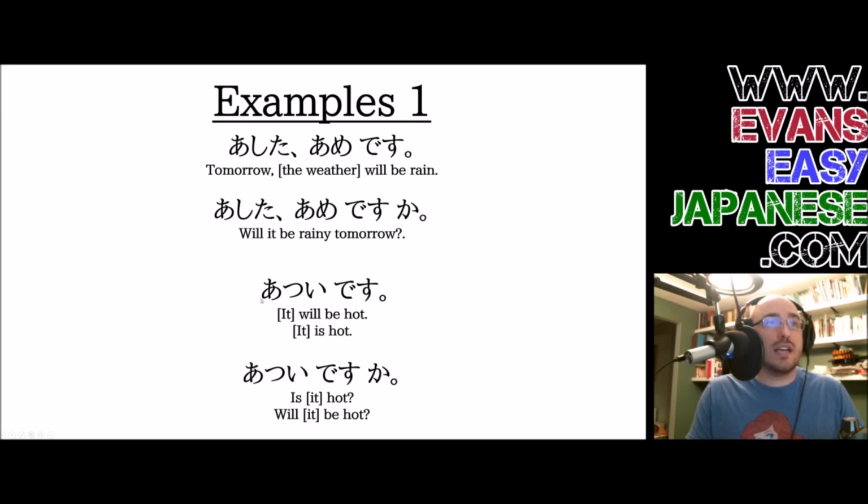Atsui desu. Atsui desu ne. Atsui desu. It is hot. It will be hot. Throw a ka on there. Atsui desu ka? Is it hot wherever you are? Will it be hot tomorrow? All right, so that's throwing the ka particle with rising intonation, completely changing the meaning of the sentence slightly.